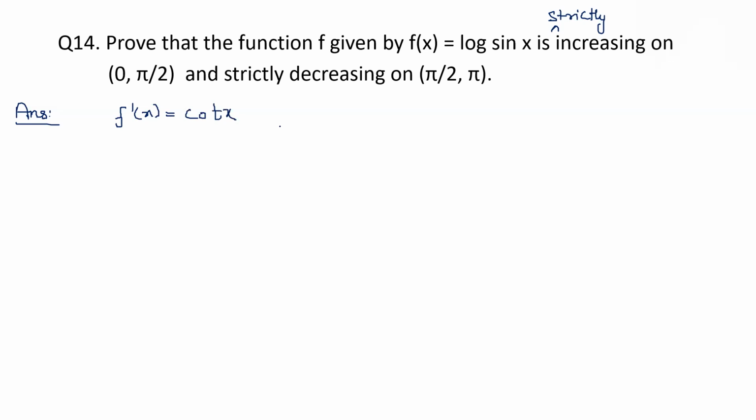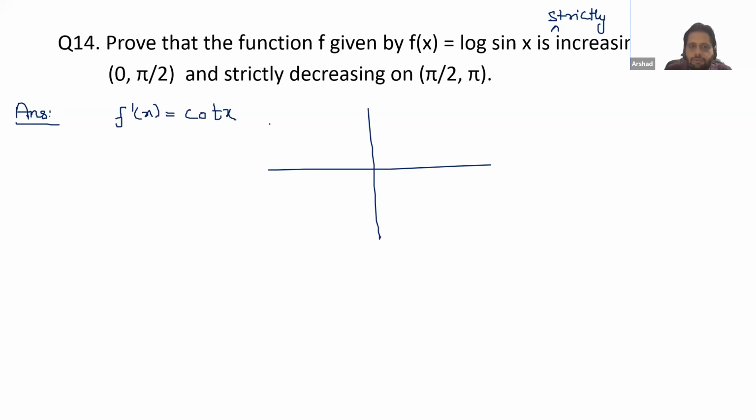Okay, so everyone, I think almost everyone got this answer. f'(x) is equal to cot x. So you have 0 to pi by 2, and you have pi by 2 to pi. So 0 to pi by 2 is the first quadrant. Here cot is positive, so that means strictly increasing. Pi by 2 to pi is the second quadrant. Cot is negative, that is why it is strictly decreasing.